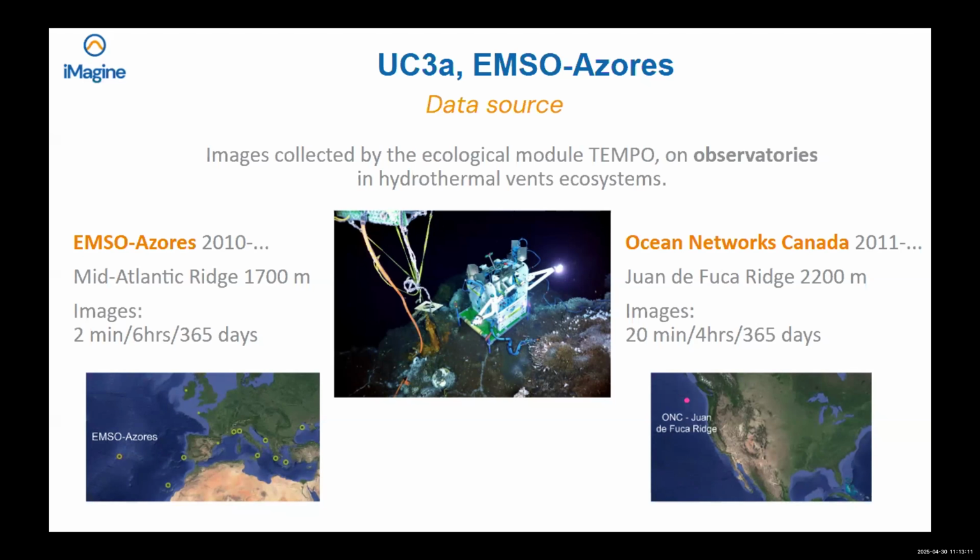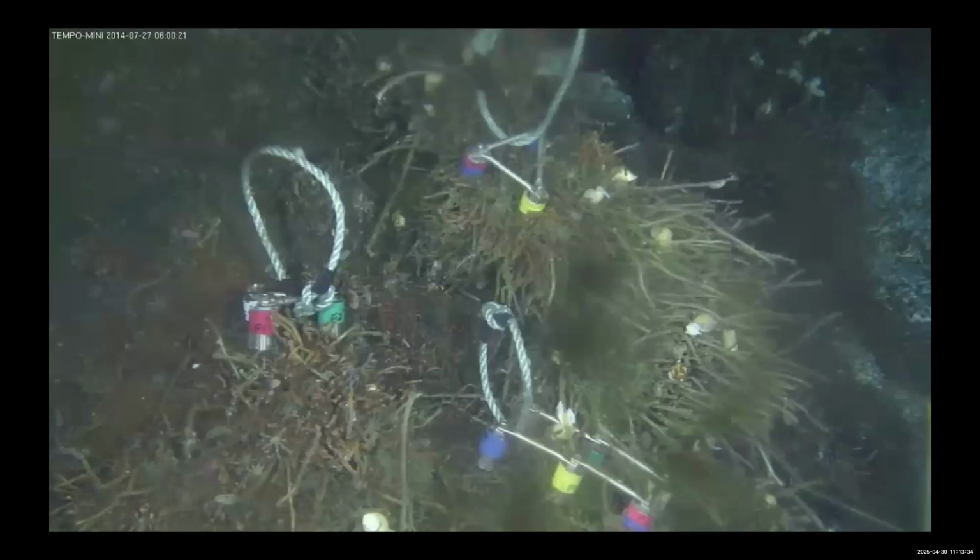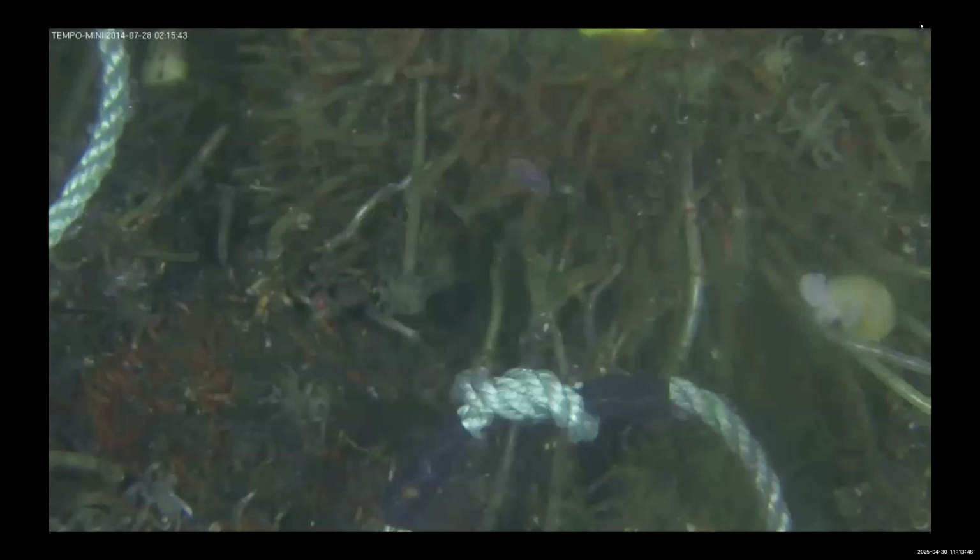Just to specify, those modules are deployed in hydrothermal vent ecosystems. That's an example of the images we collect in EMSO-Azores. It's a fixed camera in front of a mussel assemblage, and we monitor all the fauna that is living there. And that's an example from the Pacific ecosystem. The biodiversity is different, and for this observatory, we also have a zoom for the video at a certain frequency.